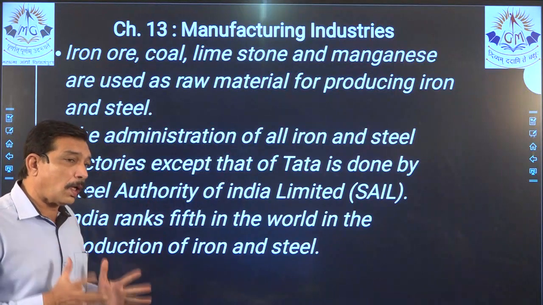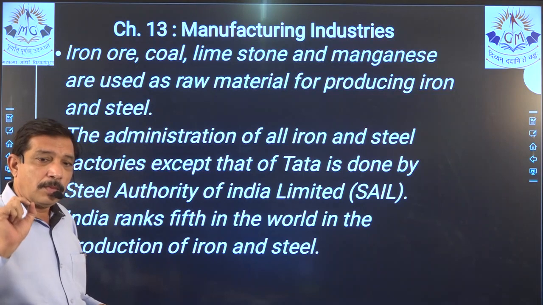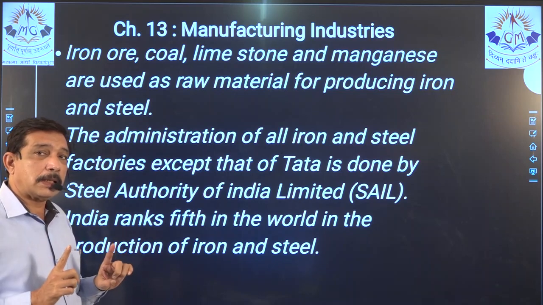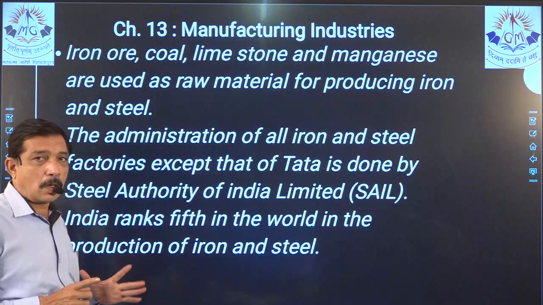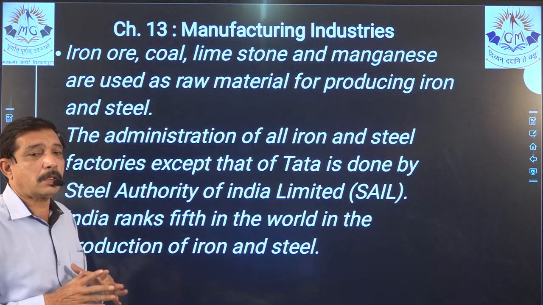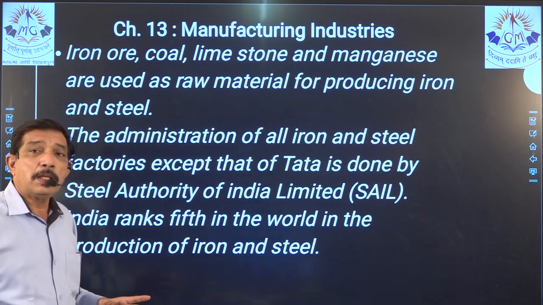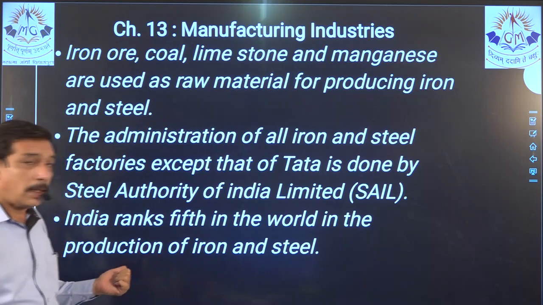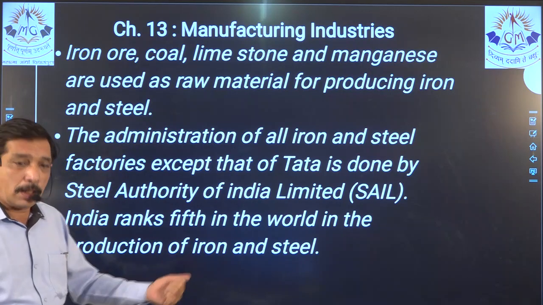Administration of all iron and steel factories except Tata, that is TISCO, is done by only one centrally set up organization, that is the Steel Authority of India Limited. That's the organization which looks after the administration of all the iron and steel factories, except TISCO, which is left out. This is also again MCQ. India ranks 5th in the world in the production of iron and steel.